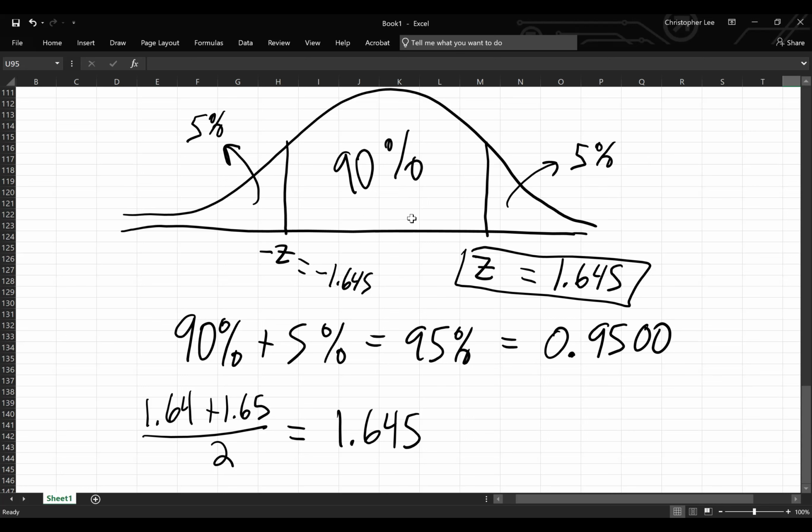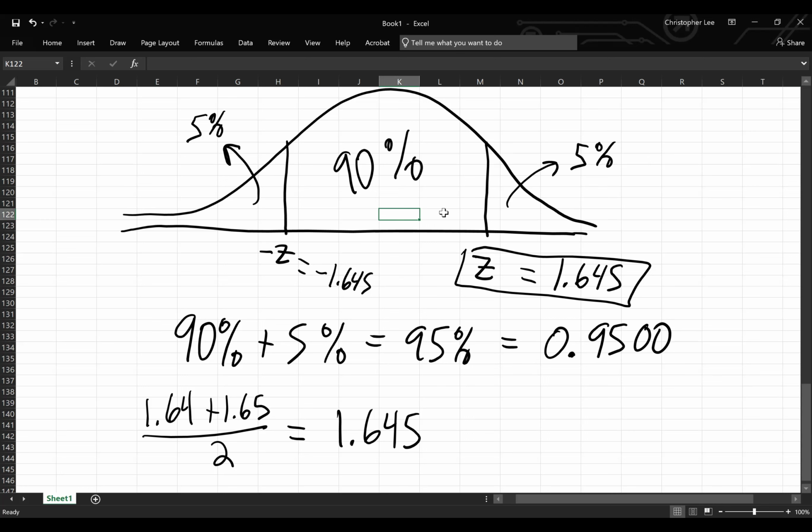Oh, so it's always addition? It's addition because it falls in between the two numbers. If it fell on an exact number, I would just copy that exact number and be done. Okay, so then I add the two together and divide by 2. Why is that, what is that 1.64 coming from? That's the z value that corresponds to 0.9495. And 1.64 and 1.65 are the neighbors.